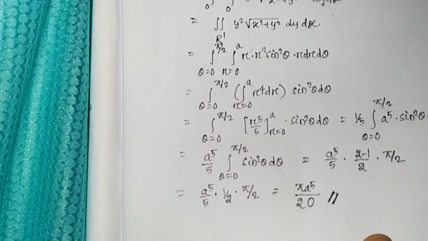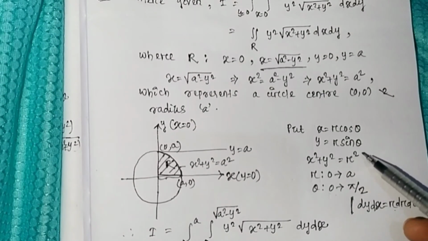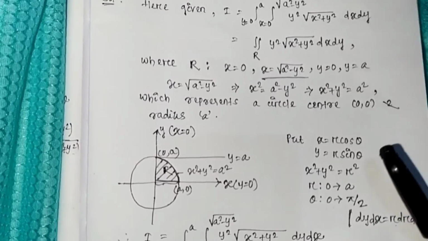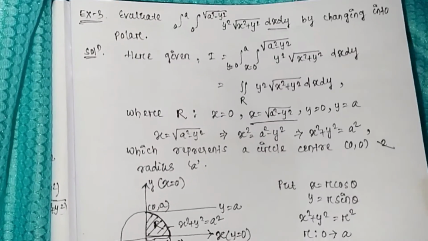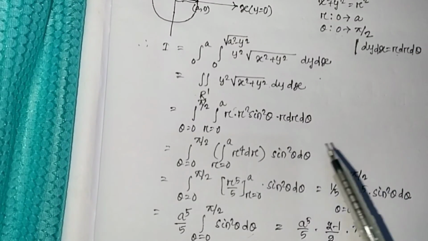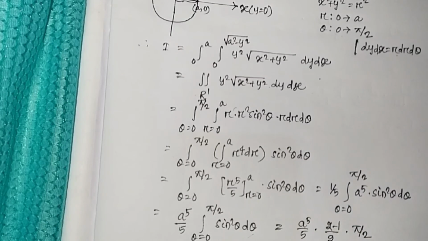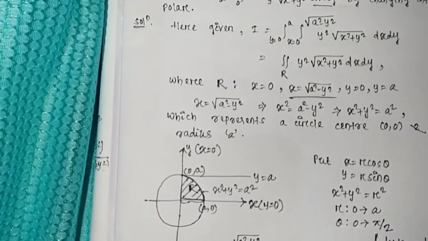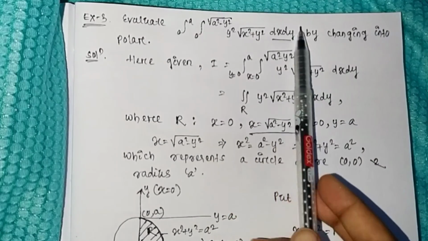In this way, by putting x equal to r cos theta and y equal to r sin theta, we solve these integrations by changing to polar coordinates. Here we change the variables dy dx into dr d theta. In this way we change the variables into polar coordinates and solve the problem.